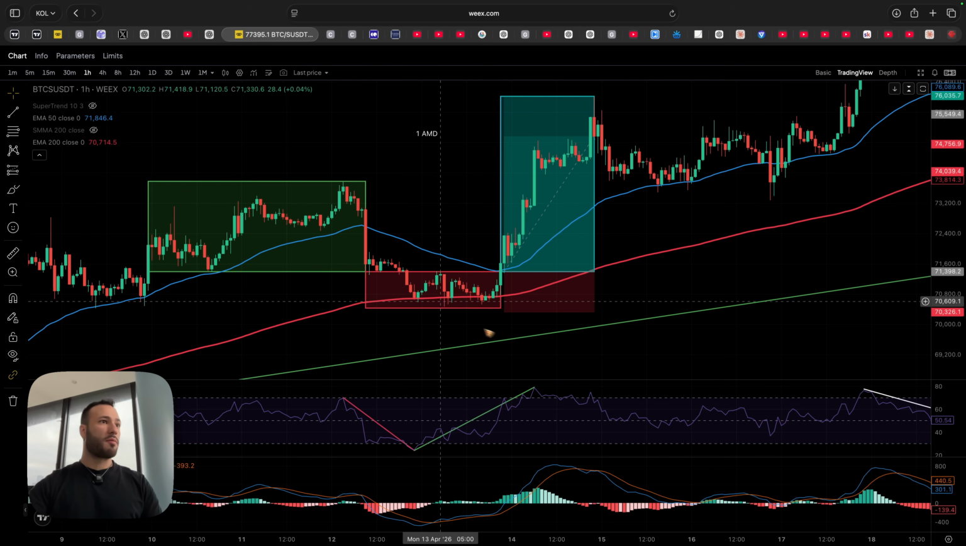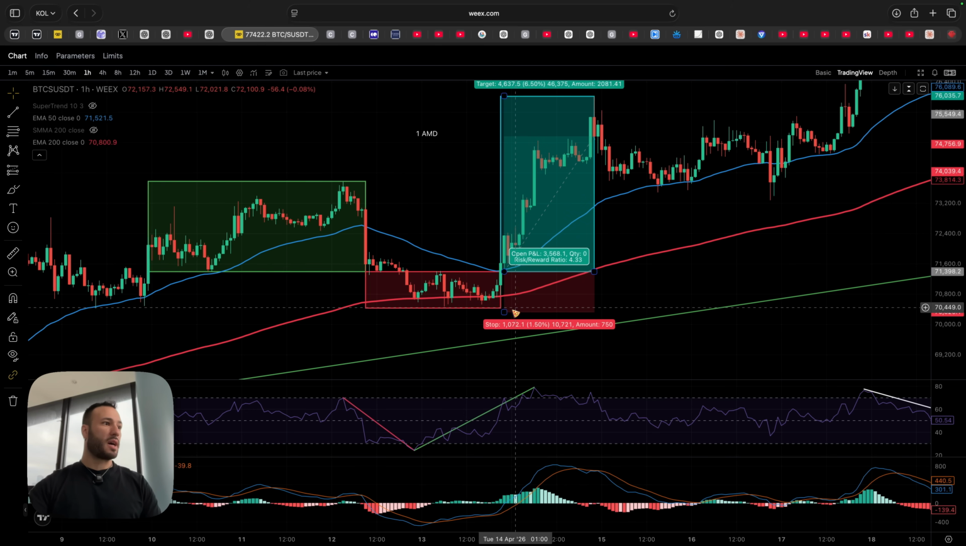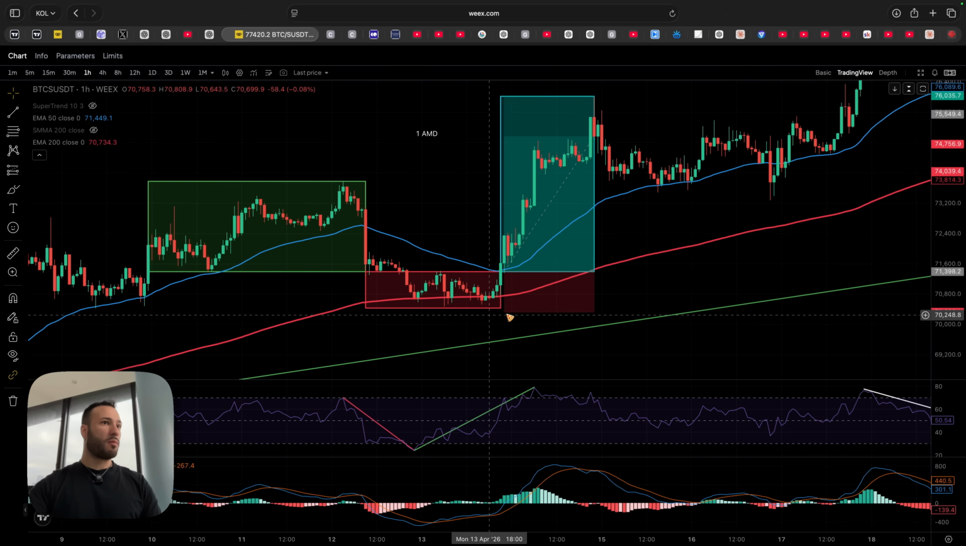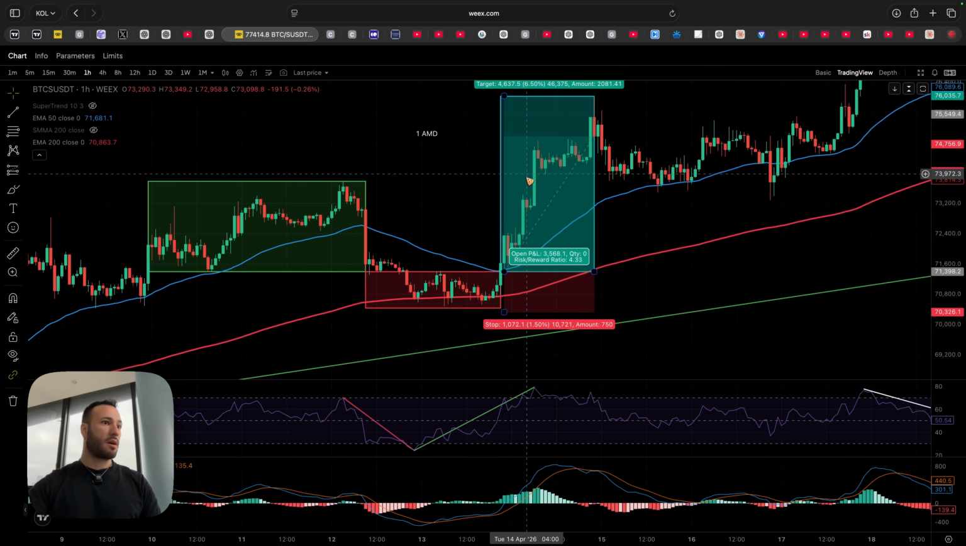Invalidation was simple. If price failed to hold above reclaimed support and accepted back below sweep lows, the trade thesis was invalidated. So the stop loss stayed below support at approximately 1.5% risk. Enough room for volatility, but controlled enough to protect the capital. The safe target was previous resistance around 5%, but the full distribution phase expanded over 6.5%.